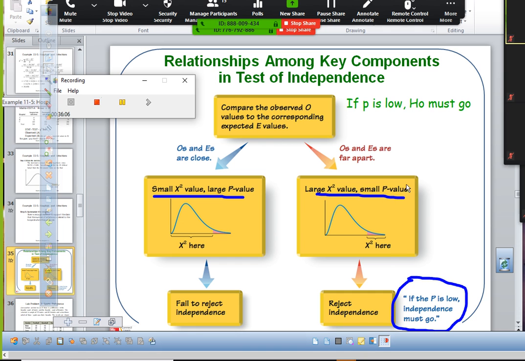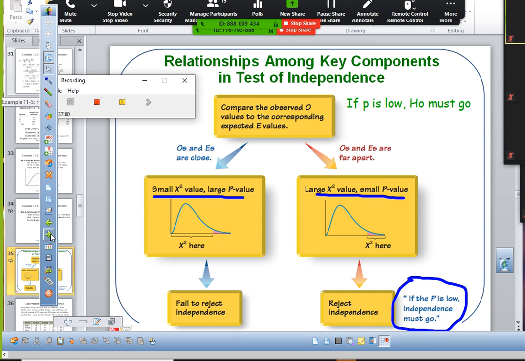The p-value goes the opposite of what the chi-squared value is. When the chi-squared value is big, the p-value is small. The phrase from the book is, if the p is low, independence must go. One of my other students came up with this, I think she got it from the book: if p is low, H naught must go. And that is good for all the tests. In other words, you're going to reject H naught if your p-value is low. I thought that was super useful.